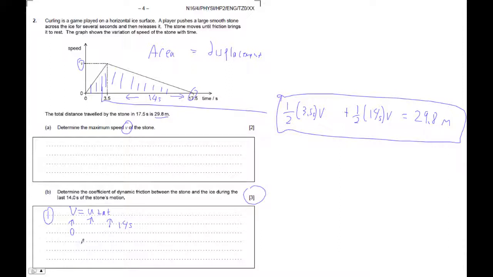Step 2, realize that while it's decelerating, mu times m times g is the friction force, and that equals m times a. So we don't know the mass of the stone, but we don't need to know it, right? So now plug that in. g is 9.81. a is the acceleration you just got, right? And you should arrive at a coefficient of friction. Remember, it's just a pure number. And it looks like we have 2 sig figs, right? Because of the 3.5 here, okay?